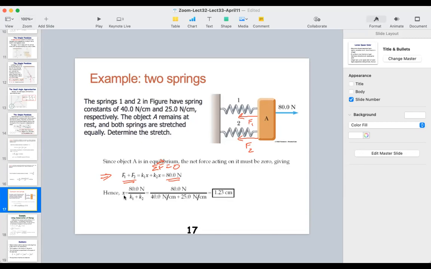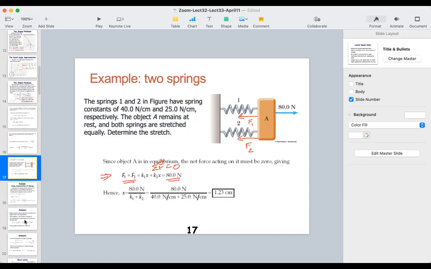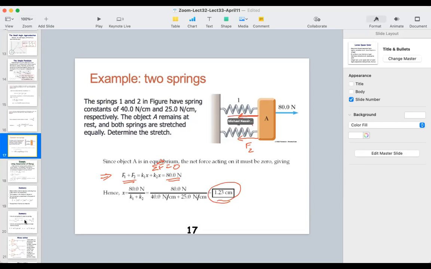Do you want to add anything or it's fine? Yeah, so if you stretch more, then both springs will pull harder and it'll be out of equilibrium. And if you stretch less, then the springs don't pull hard enough. And again, it'll be out of equilibrium. So we found the one distance where it's in equilibrium.